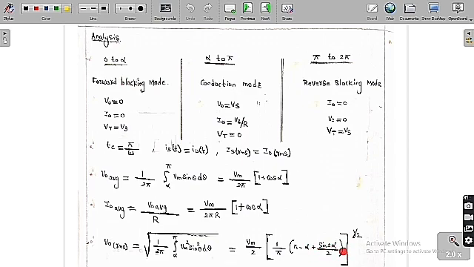Whereas the output average value is equal to Vm by 2 pi into (1 plus cos alpha). Whereas the output voltage RMS value is equal to Vm by 2 into the square root of 1 by pi into (pi minus alpha plus sin 2 alpha by 2) we are going to get.